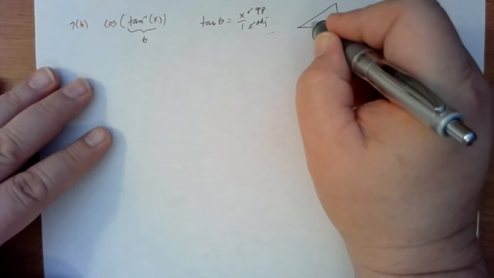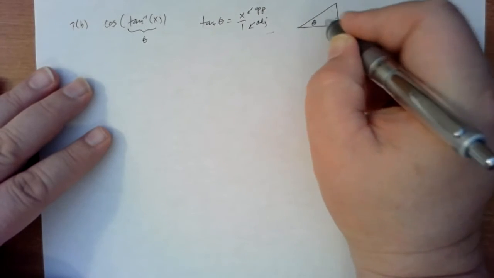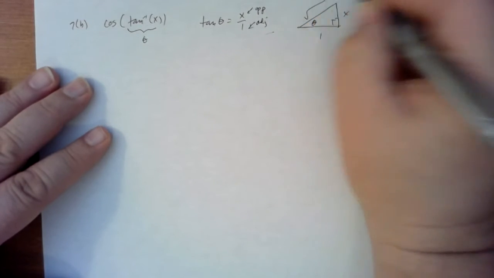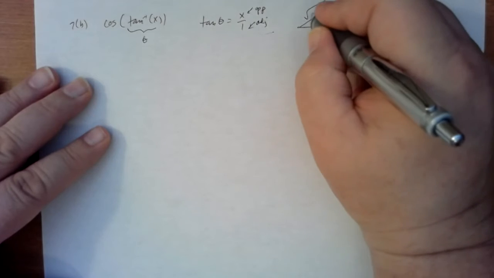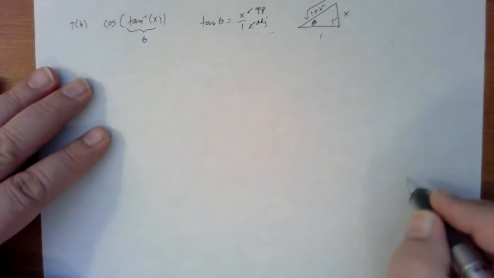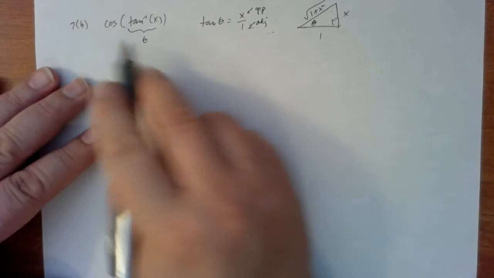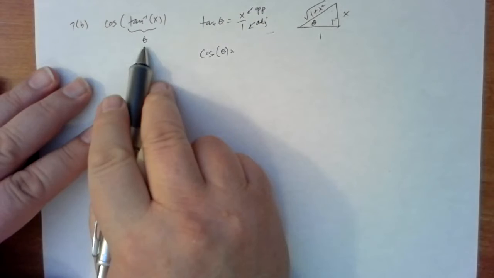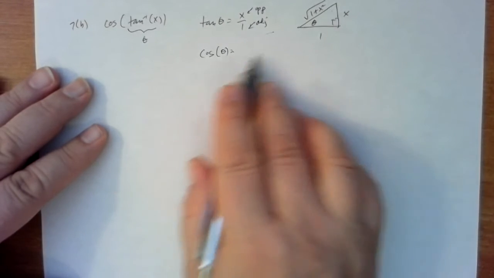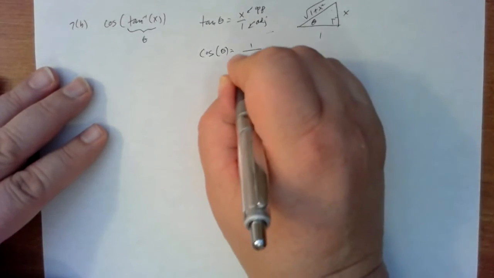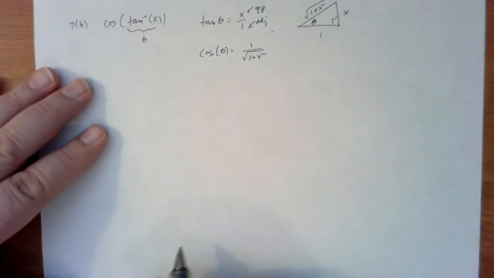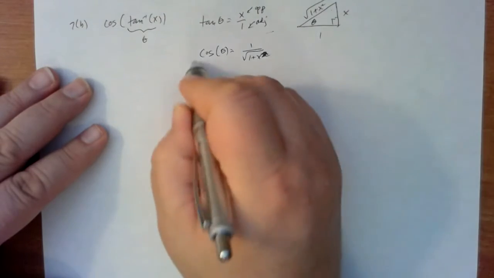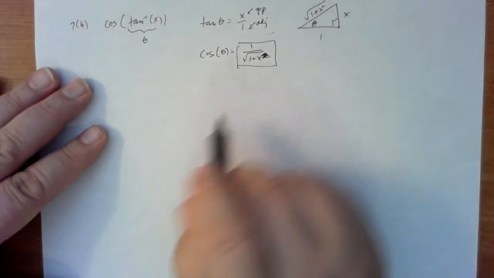with angle. So I'm putting the angle here, but you could put the angle up here if you wanted. Opposite side, adjacent side. So this side would be, by the Pythagorean theorem, the square root of 1 squared plus x squared. Good. So then we want the cosine of theta, right? So cosine of theta, of course, is adjacent over hypotenuse. Good. I'm getting sloppy there. And so this is our answer.